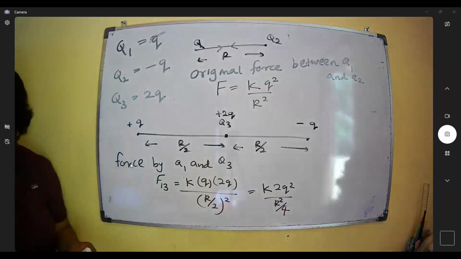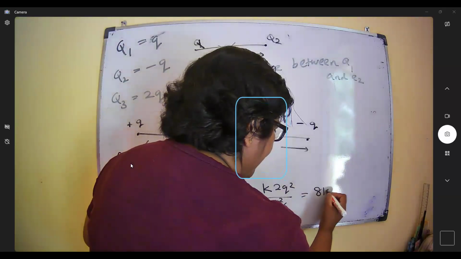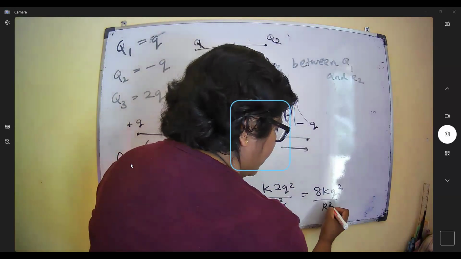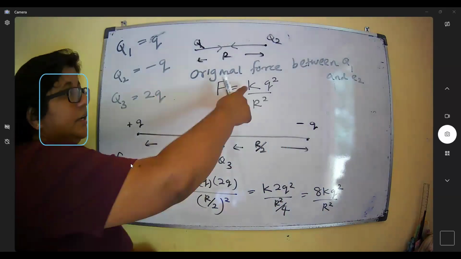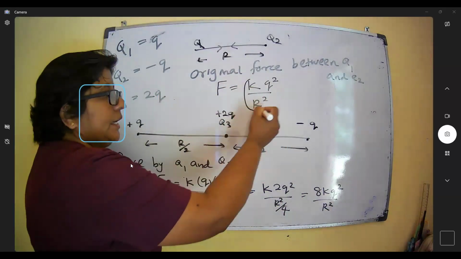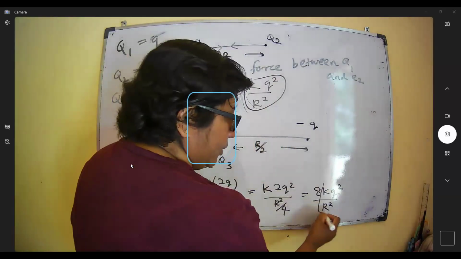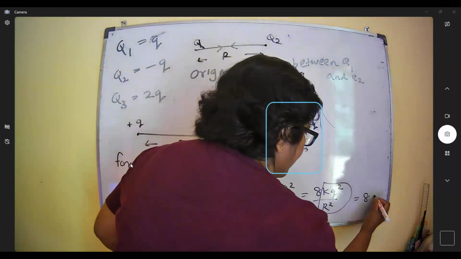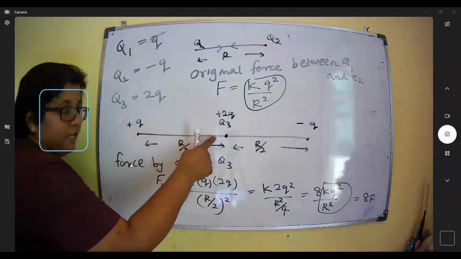R by 2 squared. Then the answer is coming as 8kQ squared divided by R squared. The question is asking for the terms of F. Then we can write F13. Comparing with this, kQ squared over R squared is F. Then I can replace kQ squared over R squared by F. This is equal to 8F.